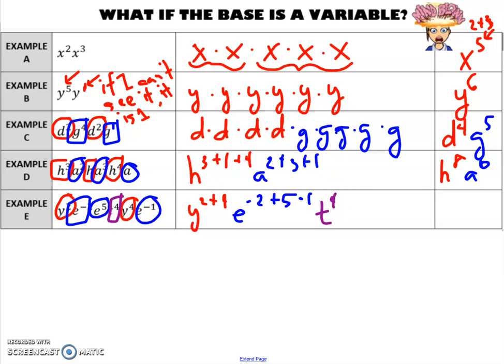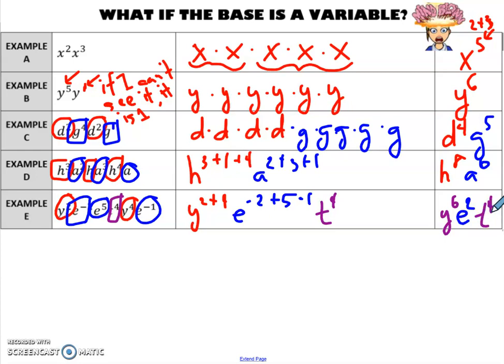My last one is this t hanging out in here, which is t to the 4th. Now we just wrap it up. We have y's first: 2 plus 4 is 6, so y to the 6th. For e, negative 2 plus 5 is 3, and 3 minus 1 is 2. You could check that with a calculator. And then t is just t to the 4th.